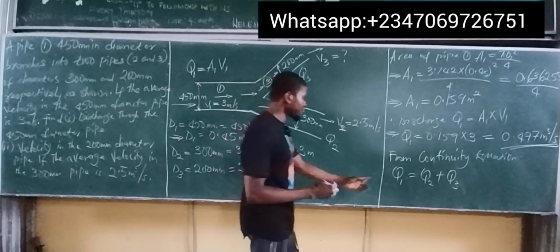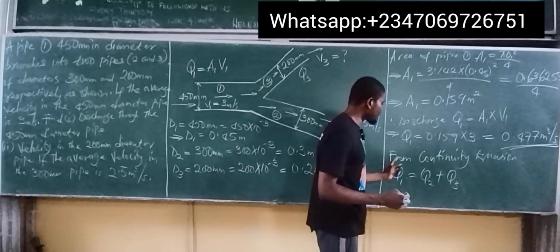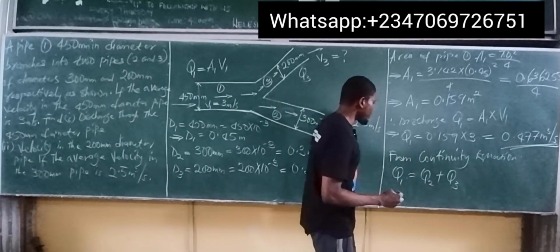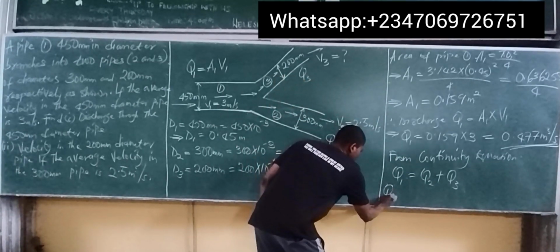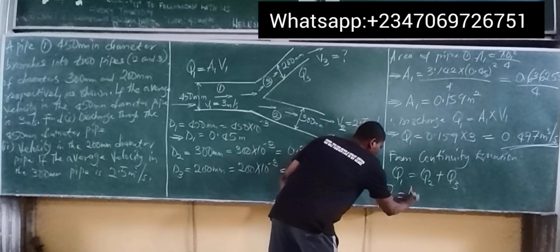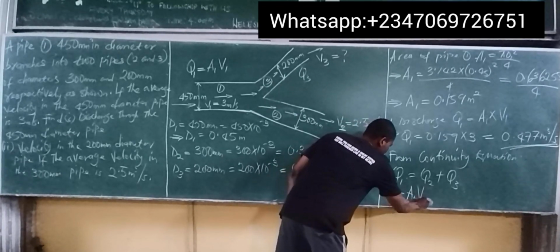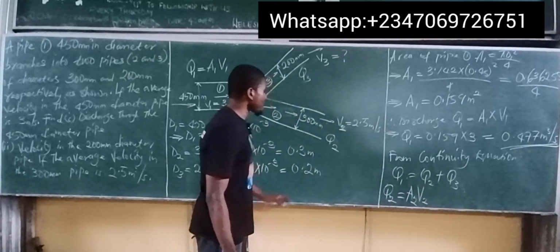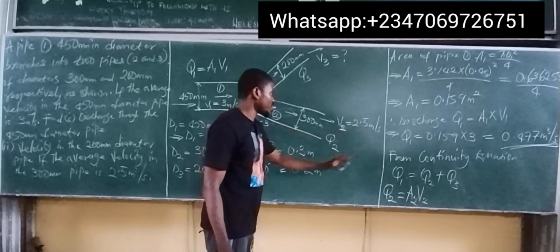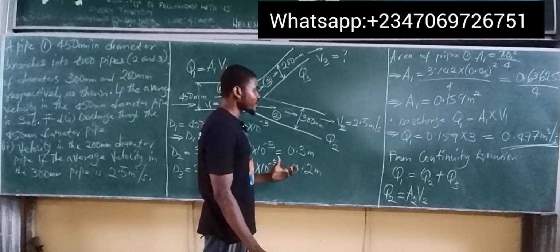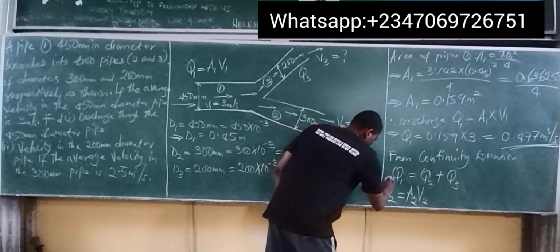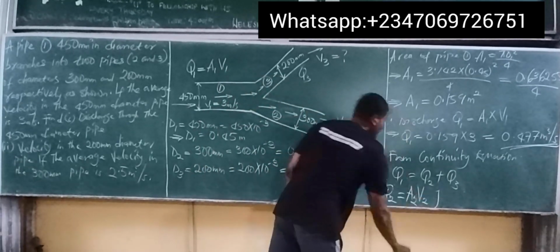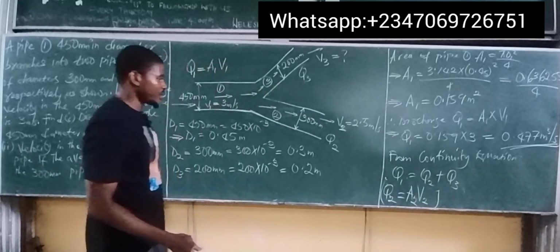So we know Q1. All we need to do now is find Q2, and of course, we have to obtain Q2. Q2, which is the discharge at pipe 2, is simply the area of pipe 2 times the velocity of pipe 2. Pipe 2 has its own velocity as 2.5 meters per second. With the diameter, we can also obtain the area of pipe 2, and that makes it easier for us to calculate the discharge through that given pipe. Let's do that over here and see.